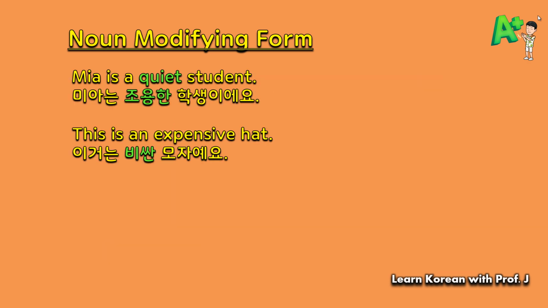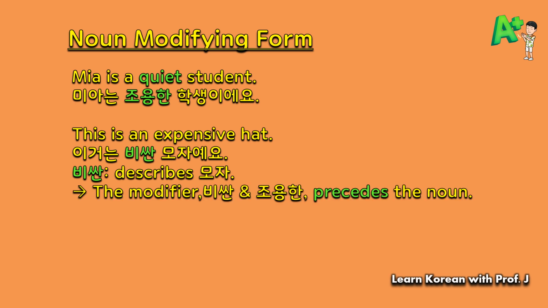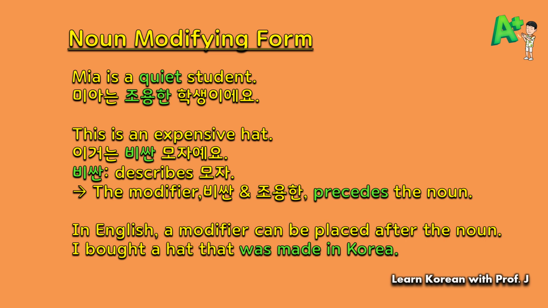This is an expensive hat. 이거는 비싼 모자예요. 비싼 describes 모자. The first rule in the noun modifying form structure: the modifier, in these examples, 비싼 and 조용한, precedes the noun. Remember this rule because it might be confusing. In English, a modifier can be placed after the noun. I bought a hat that was made in Korea. In this sentence, the modifying part, that was made in Korea, is placed after the noun.